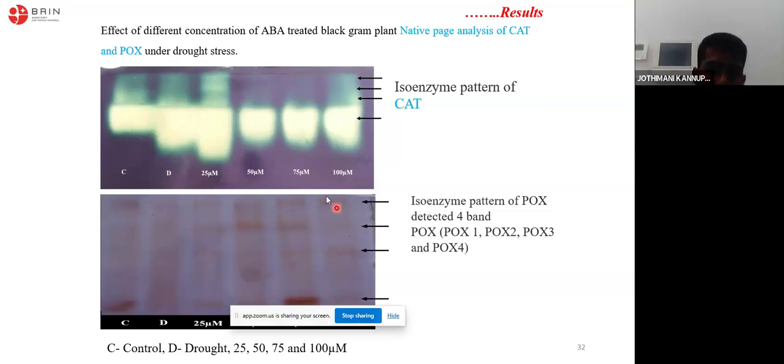With other treatments, the intensity of isoforms 2 and 4 was significantly raised at the 75 micromolar ABA dosage. However, it was lower at the higher dose of 100 micromolar ABA.